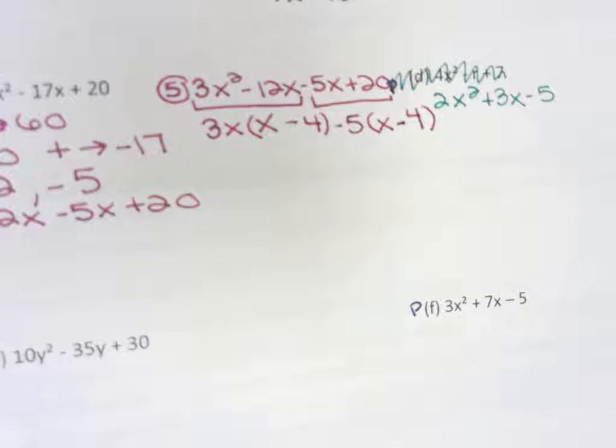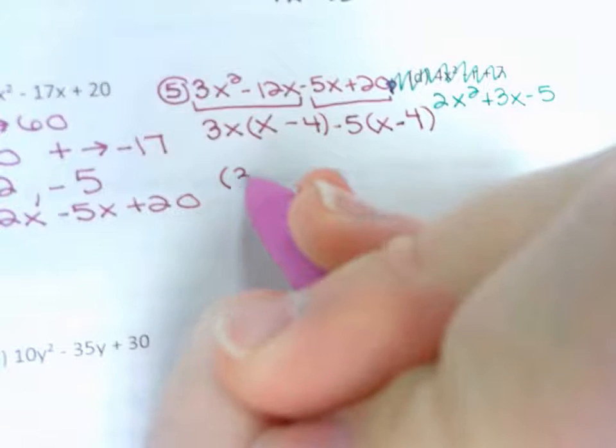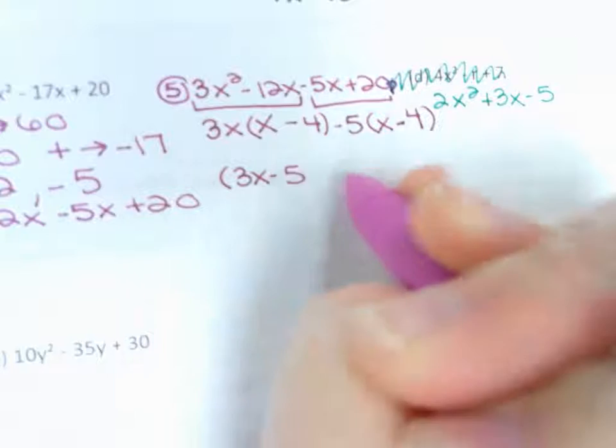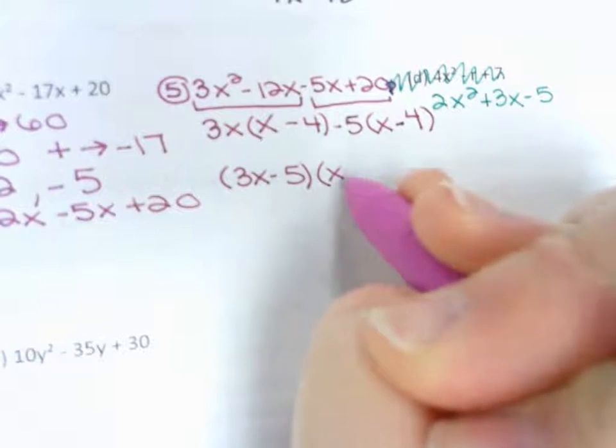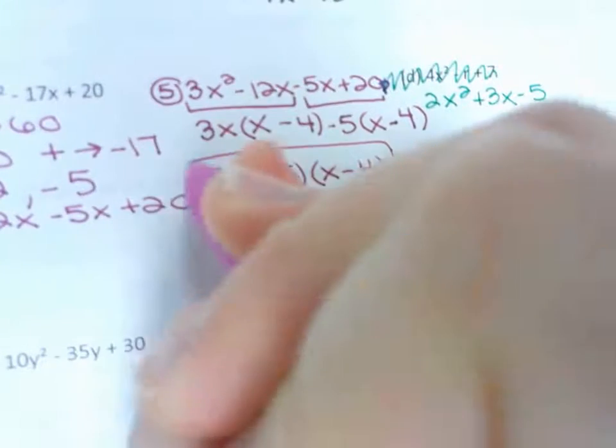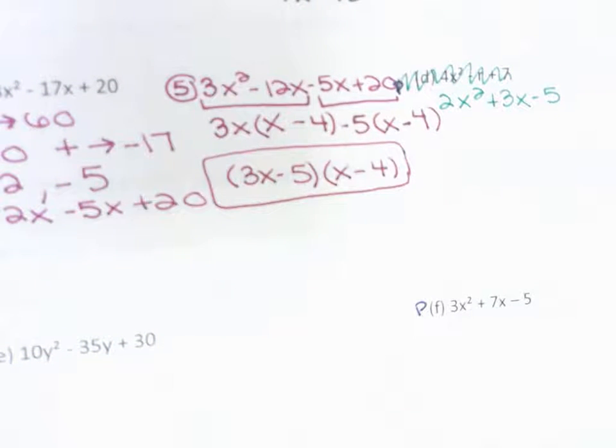Check those. Now this is not factored because I have a big negative in the middle. I'm subtracting two things. So how do I write my final factored form? 3x goes in one and x minus 4 goes in the other one. That's your factored form. So like I said, kind of a combination of Tuesday stuff with factoring by grouping.